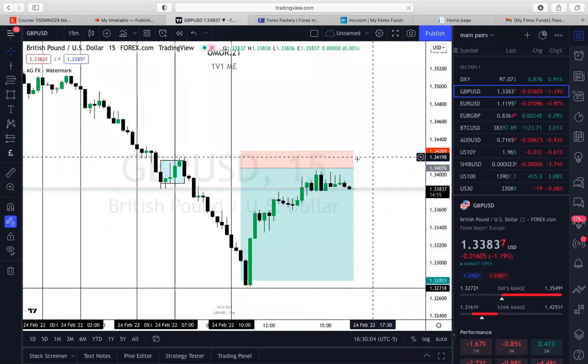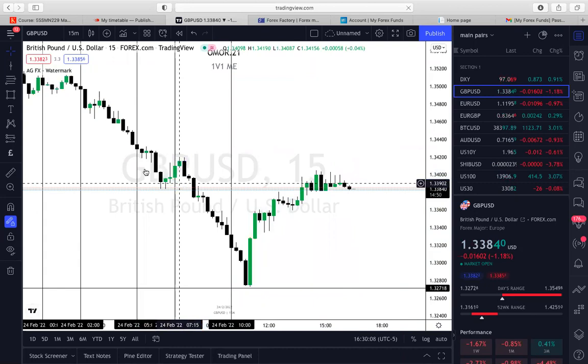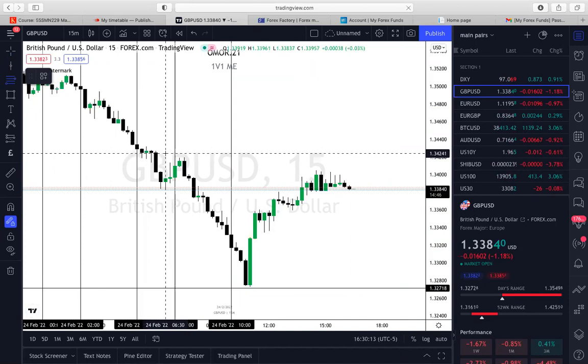For the recording as well, there were a few people that used the OTE like this. Let me delete this box. They use the OTE like this. So if they wanted to get an OTE to sell, they would do something like this.